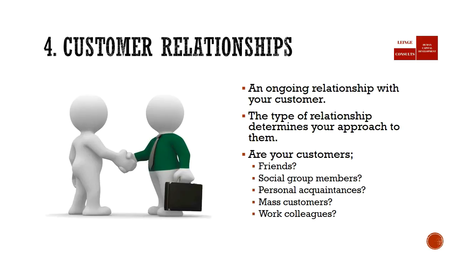So if your customer considers you to be a friend and you completely relate to that customer as a mass customer or just merely a work colleague, along the line there will be friction. That person would pull away from being a customer merely because he or she is not on the same page with you. So what are the forms of relationships that your business is creating between you and your customer? Are they social group members? Are they personal acquaintances? Are they mass customers? Or are they work colleagues?